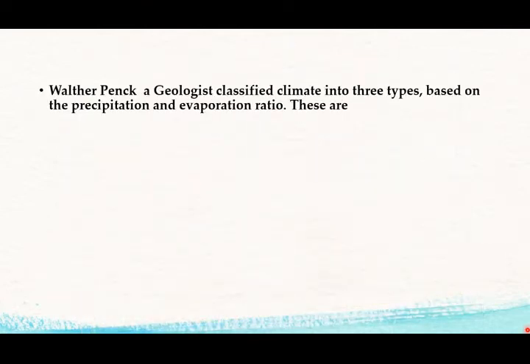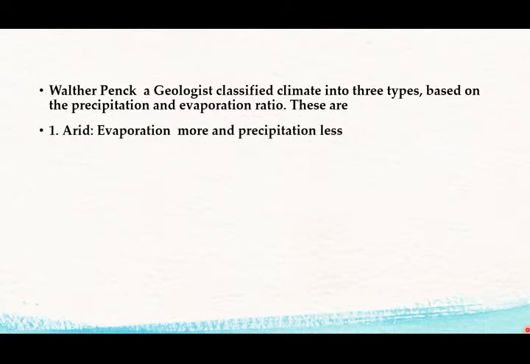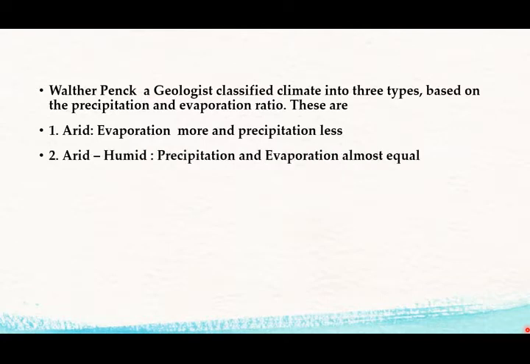Walter Penck, a geologist, classified climate into three types based upon the precipitation and evaporation ratio. These are arid climate. In arid climate, the rate of evaporation is more than that of precipitation. Hence, the climate is always dry here. The second is arid humid. In these conditions, the amounts of precipitation and evaporation are almost equal. Hence, we have an intermediate type of climate where it is both humid and arid.